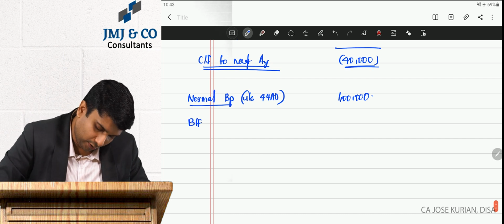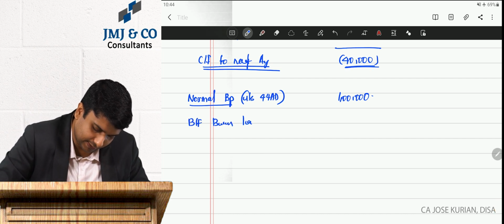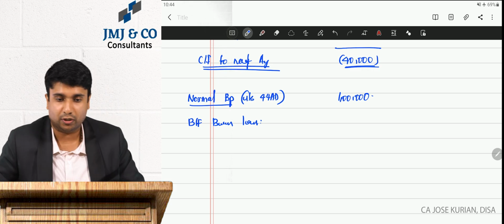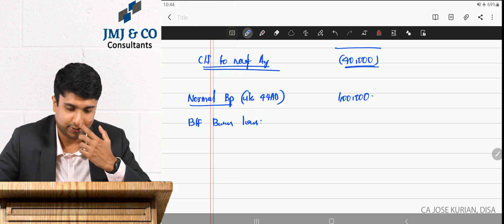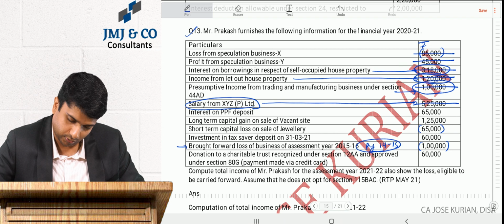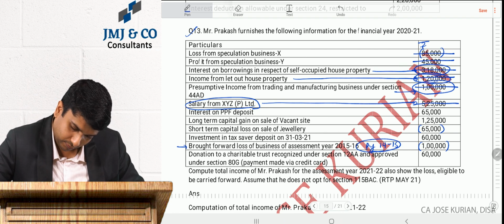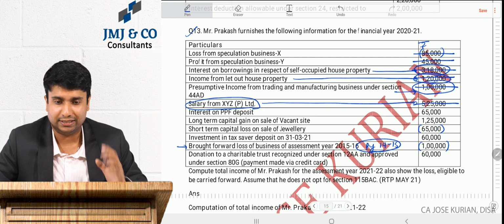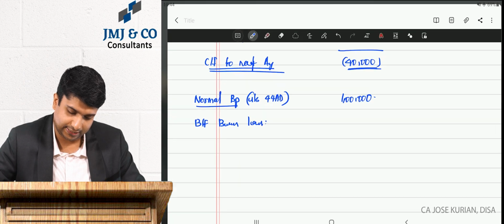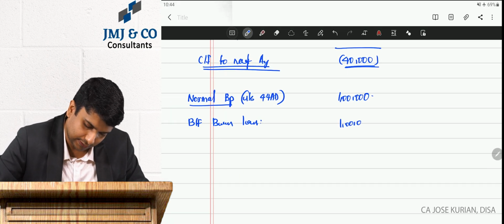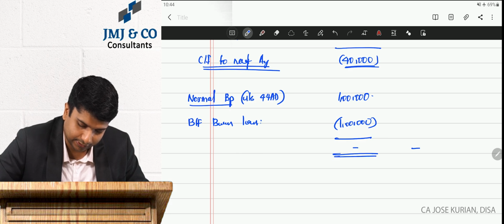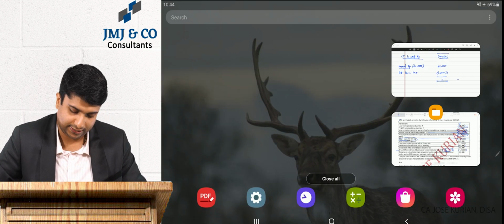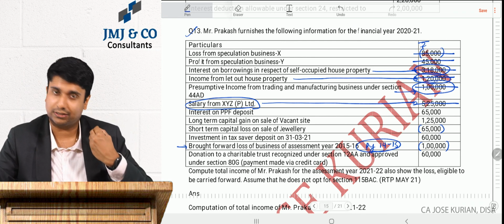So the brought forward business loss. And what is the brought forward business loss amount coming, friends? The brought forward business loss amount is 1 lakh. So the brought forward business loss amount coming here is exactly 1 lakh. All right. So that 1 lakh you can entirely set off from this particular year, and there is nothing left. All right. So the entire business profits and loss is completely gone.